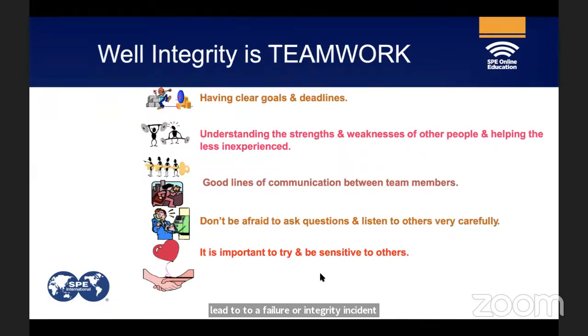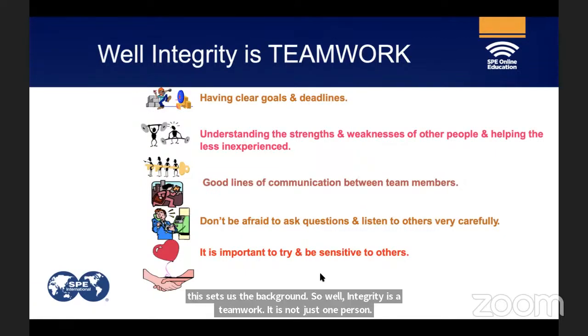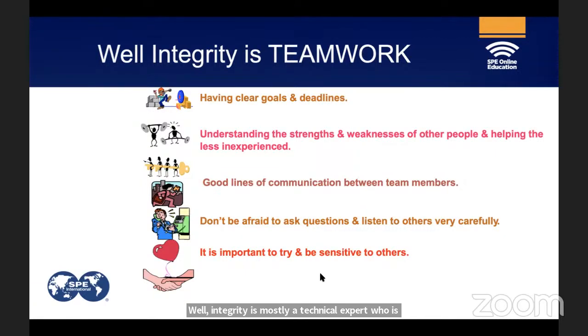So this sets us the background. Well integrity is a teamwork. It is not just one person. Well integrity is mostly a technical expert who is sitting in the office, guiding and creating operating limits, advising people, writing down procedures. But it's a teamwork. All the stakeholders are involved, be it the reservoir engineer, geologist, petroleum engineer, drilling engineers. At the site, we have the maintenance people, production operators, pad operators. All stakeholders contribute to ensuring the integrity of the well is maintained.